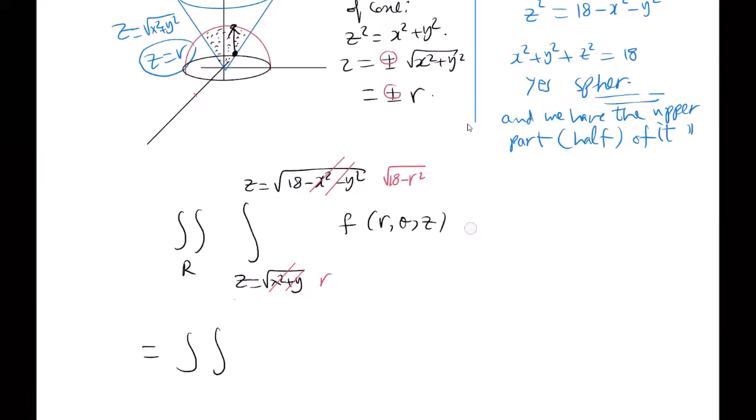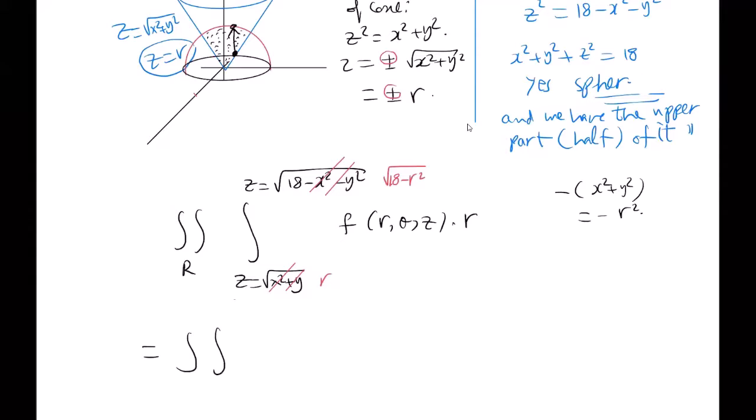To write it as r squared, we need x squared plus y squared. Yes, it is r squared. It is x squared plus y squared. I took the negative sign out and put it like this. Get it?